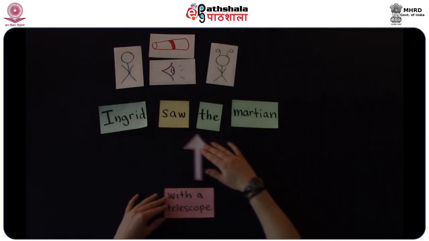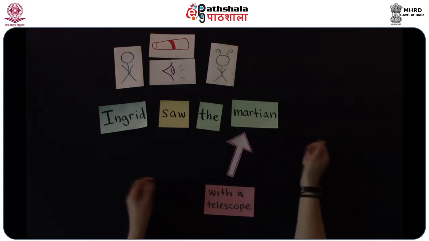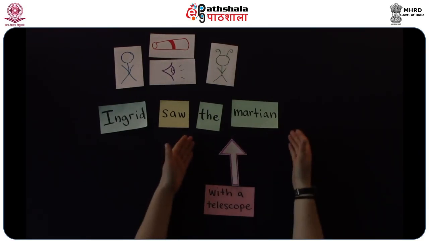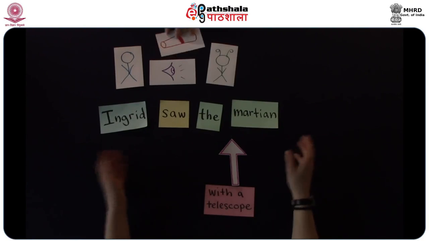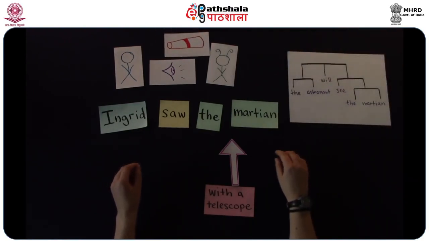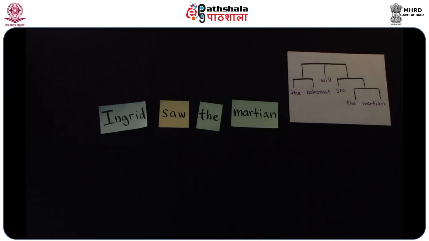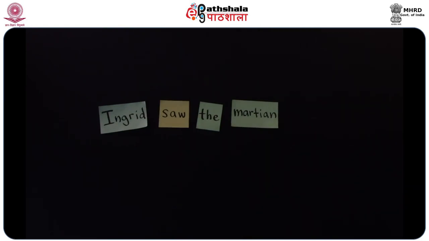Arrows like this are great, but they're kind of imprecise. Is the arrow pointing to "the," is it pointing to "Martian," or is it pointing to both of them? With just an arrow, we don't really know. Instead, we use what linguists call a tree structure diagram. You might recognize it from this video. Let's start with a basic example. Here's our sentence. What can we figure out about it?